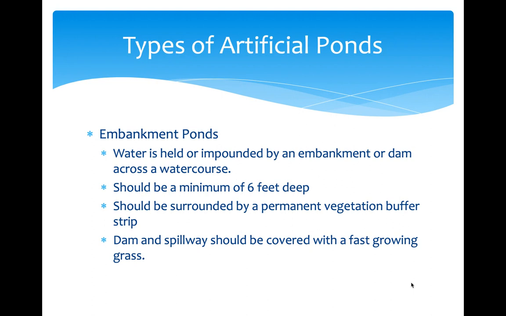And you do want to have some sort of a permanent vegetation around that buffer strip. And you want to make sure that whatever it is that you have that is the dam or whatever embankment that you have that's holding that pond in place, you want to cover that with grass just because of erosion issues. You don't want things spilling over into your pond, and you don't want your pond to come over the dam or the embankment. So I'll show you some diagrams in just a few minutes that will help to explain this a little bit better.